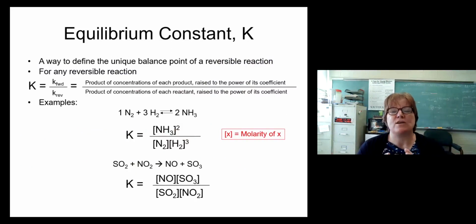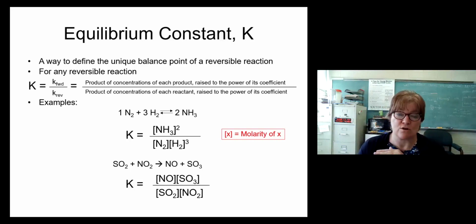We have to make a new chemical formula, a new equation, for every reaction, and that's very frustrating. I can't even write one equation because the equation depends on the chemical reaction, but we can say it in terms. The top of it is the product, meaning I multiply a bunch of numbers together, the concentration of each product raised to the power of its coefficient. And these are equilibrium concentrations.